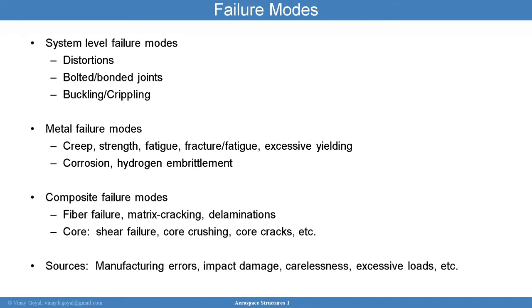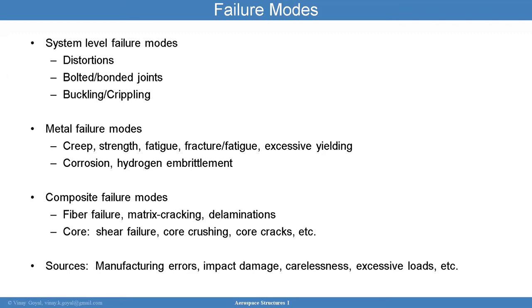Composite failure modes that were discussed in the previous lecture were fiber failure and matrix cracking, so the resin material that's impregnated into the composite that holds the fibers together, those matrices can start cracking. And when the matrix cracks, it can form into a bigger crack, which can lead to delamination or it could lead to fiber failure. Not all matrix cracking is detrimental, but some of it is.